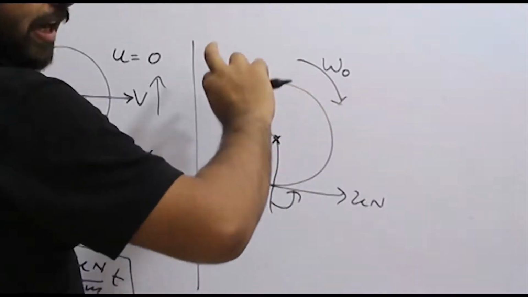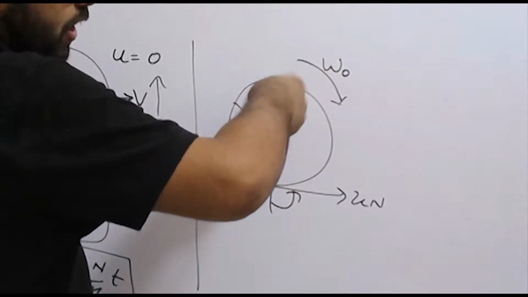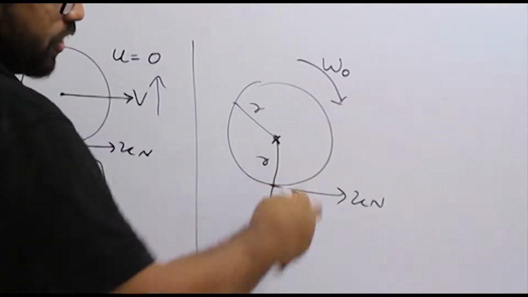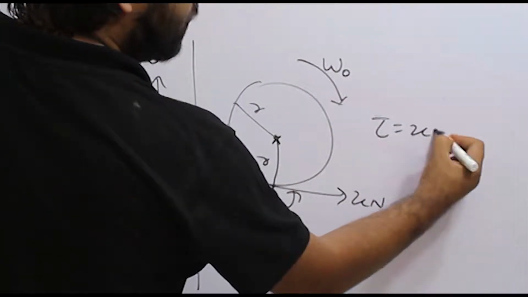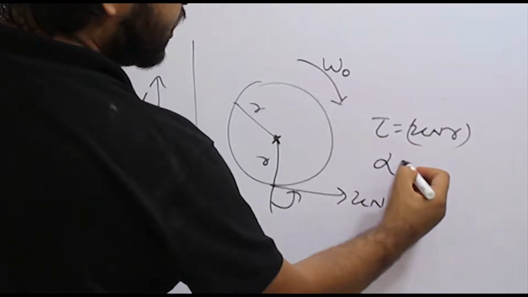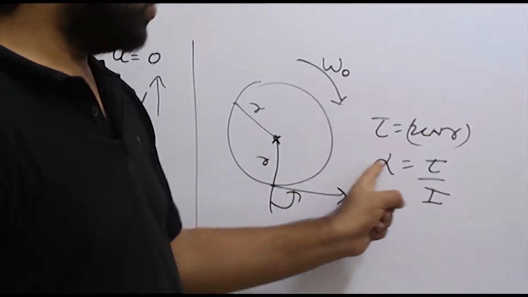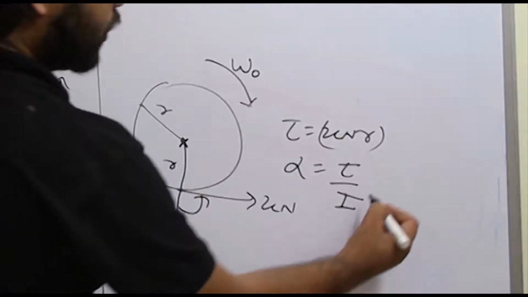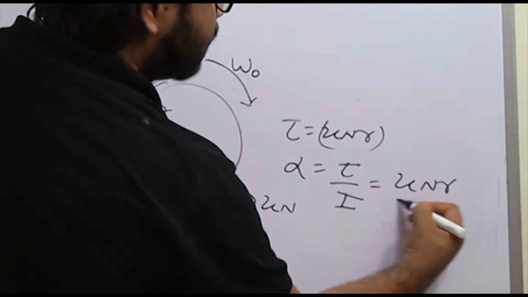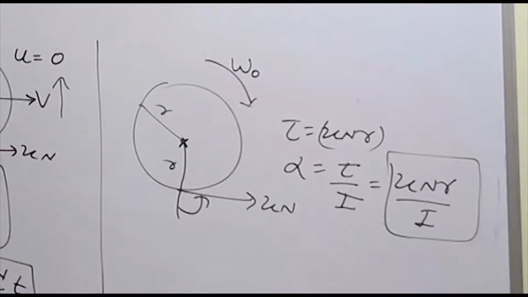This torque is anti-clockwise. See, the initial angular velocity was clockwise, so its initial tendency of rotation was clockwise, but the torque due to friction, this torque, is actually mu n into r, and due to this torque there is going to be an angular acceleration alpha, which is tau by I. We know that tau is equal to I alpha, right? So alpha is going to be equal to mu n r divided by I, whatever the moment of inertia is. Moment of inertia will depend on what kind of object this is. You know that different shapes have different moments of inertia.